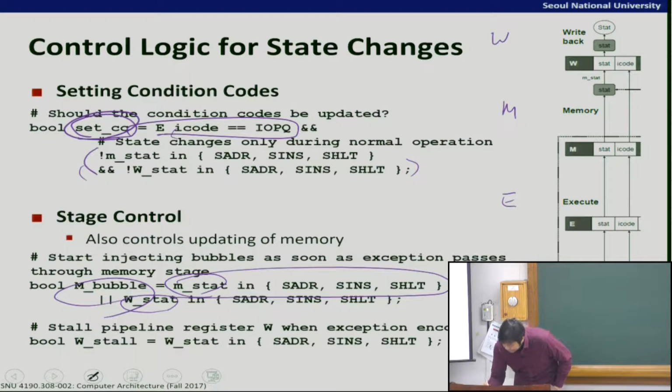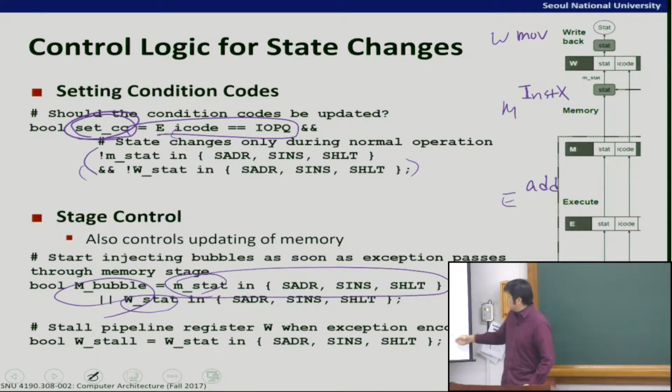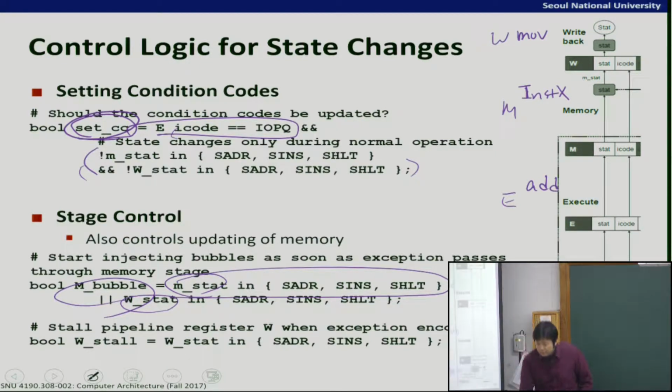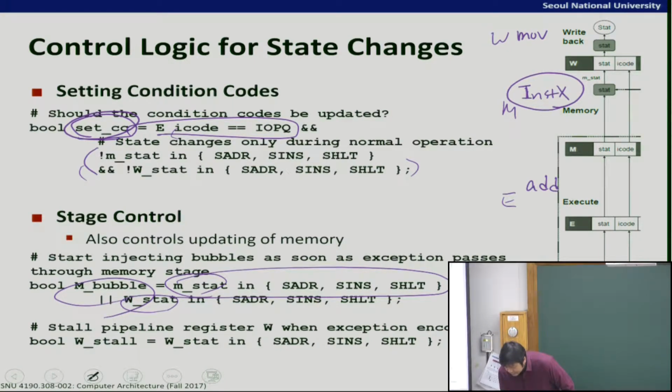Here the example is, let's say we have some instruction that accesses an invalid address. Let's say we have a move, and some invalid instruction, instruction X, which is invalid. This invalid instruction is here, and move is here, and add, sub, move, something like that. Let's say this is the current snapshot of the pipeline, and assume instruction X is an invalid instruction. Then what's going to happen is, because now we have detected this invalid instruction, this condition is true, because in the M stage we have an invalid instruction.